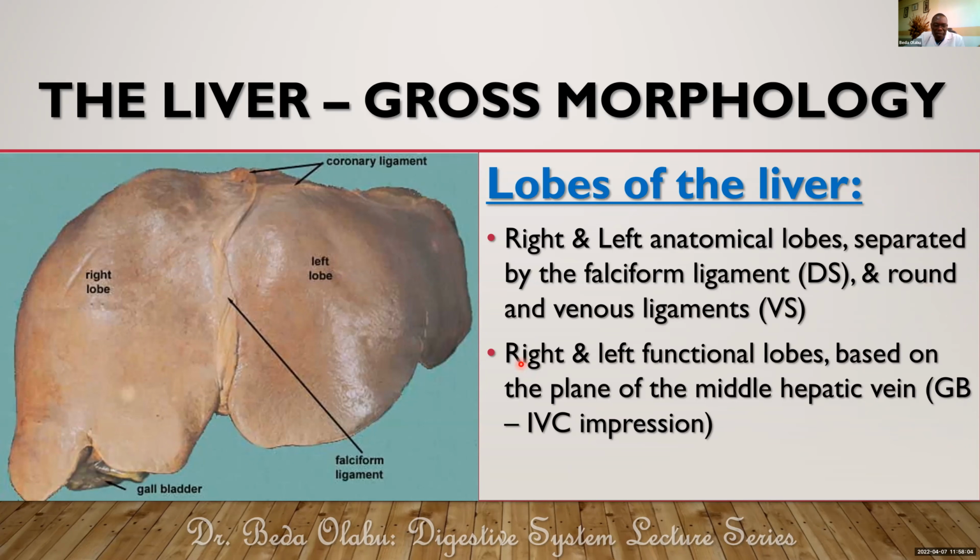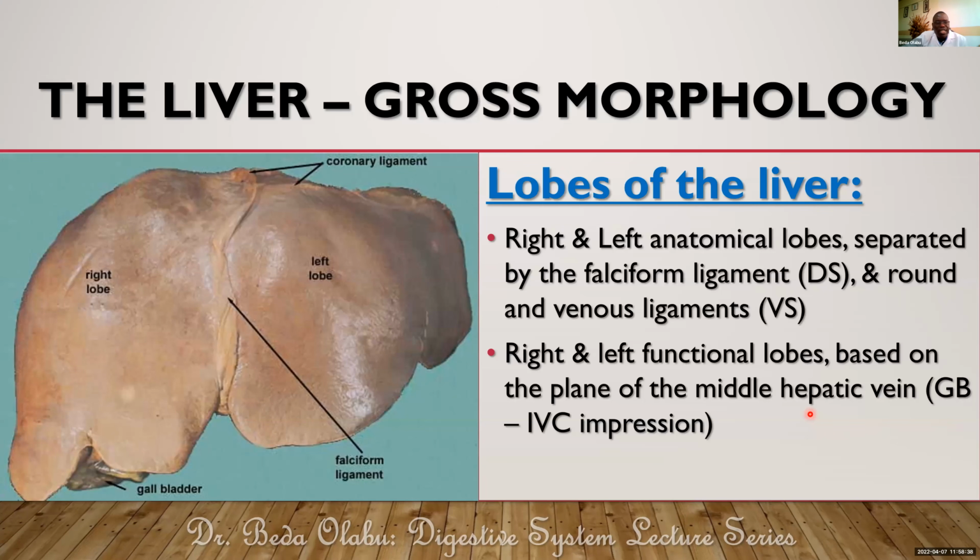But let's first talk about the right and left physiological lobe. The right and left physiological lobes of the liver are based on blood supply or venous drainage. The right and left physiological lobes correspond to the plane of the middle hepatic vein. The liver is drained largely by three major veins: right, middle, and left hepatic vein. The plane of the middle hepatic vein separates the right and left physiological lobe.